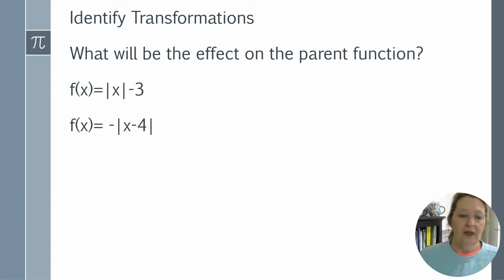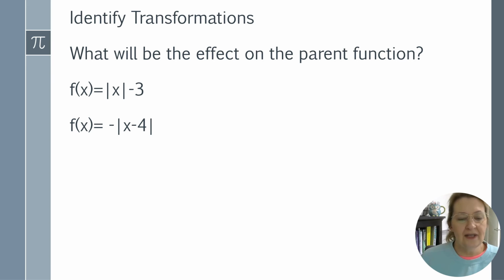For example, here are 2 problems where you're asked what will be the effect on the parent function of these transformations. Now this first one, your parent function is f of x equals absolute value of x. That's just your V shape at the origin. Now when you add that minus 3, this is outside your absolute value sign, so this is a k, and it's going to shift this graph down 3 units.